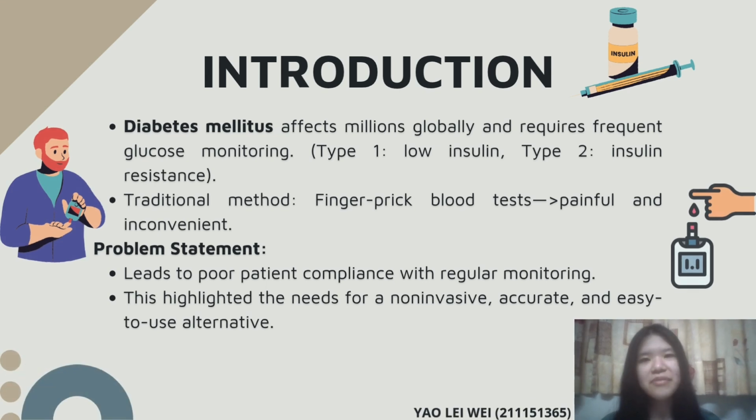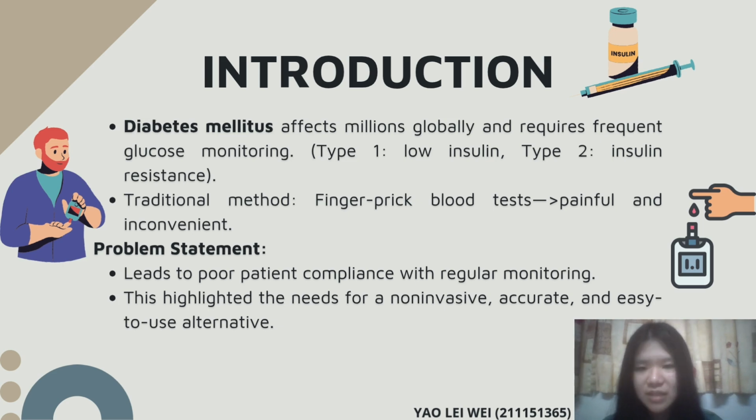Now, I would like to do a brief introduction for the proposed system in this project. Diabetes mellitus is a long-term health condition that impacts millions of people globally. This disorder disrupts normal blood glucose level regulation, primarily caused by either insufficient insulin production, type 1 diabetes, or the body's reduced sensitivity to the insulin hormone, which causes type 2 diabetes.